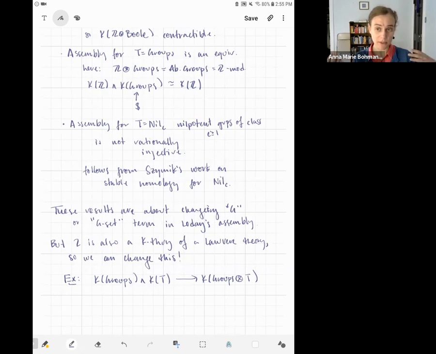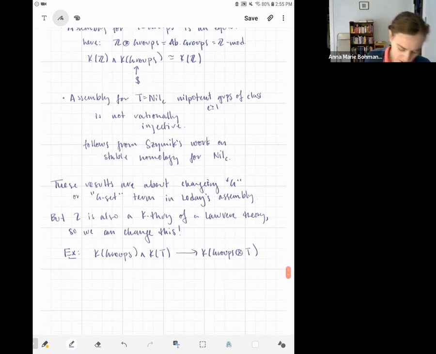So in some sense, what I'm doing now is, instead of having assembly come from something about the K theory of abelian groups, trying to approximate something like that, now I'm getting to use the K theory of not necessarily abelian, not necessarily commutative groups here. So it's like a decommutativization or something, I don't know.